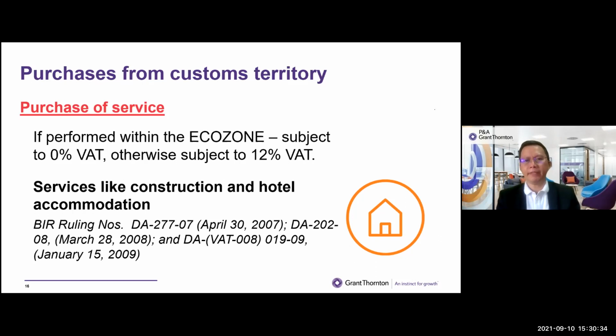Before the pandemic, we usually had Christmas parties and anniversaries of the company, and we held these in a hotel. If you're a PEZA company, you want to go to a hotel to celebrate these milestones, Christmas parties or whatever. Based on this ruling, since the hotel services were performed outside the economic zone, it should be subjected to 12% VAT. It is vatable, not subject to zero rating. So that's how you treat the purchase of services from customs territory by a PEZA company.